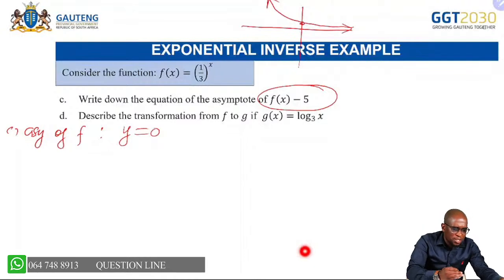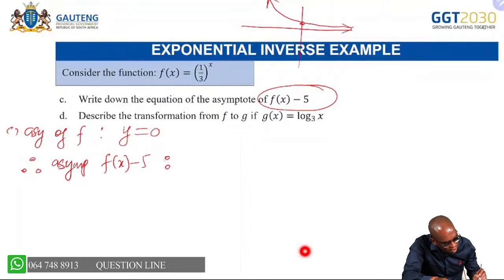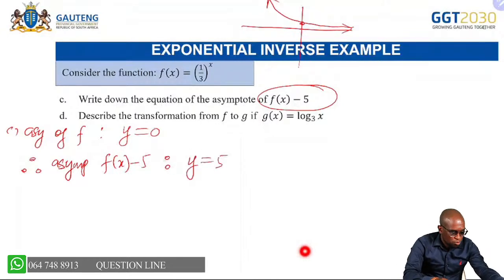Now what is happening here? They've shifted the graph down. So therefore, the asymptote of f of x minus 5, everything on the graph shifts down, so it will be y is equal to what? y is equal to negative 5. That would be the equation of the asymptote.